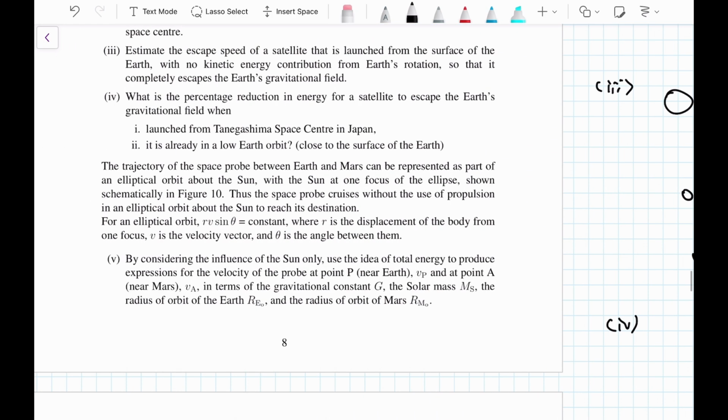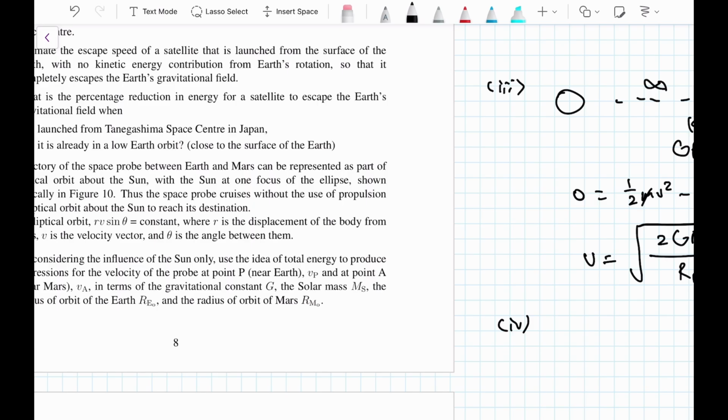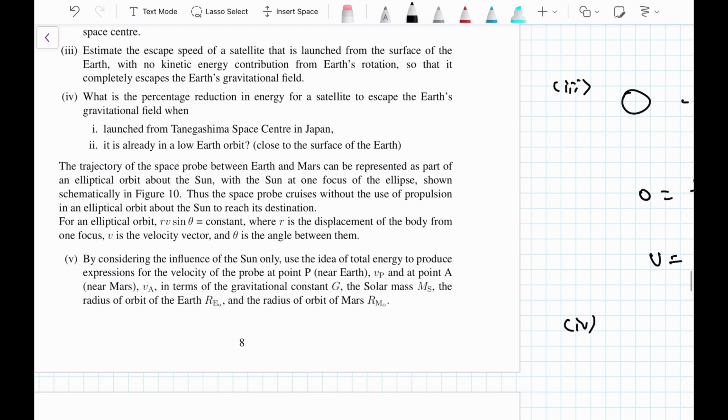The fourth part says, what is the percentage reduction in energy for a satellite to escape the Earth's gravitational field when launched from the Space Center in Japan, and it is already in a low Earth orbit, so close to the surface of the Earth. Let's just calculate the first case. It has already been given a certain kinetic energy because of the tangential speed of the space center.